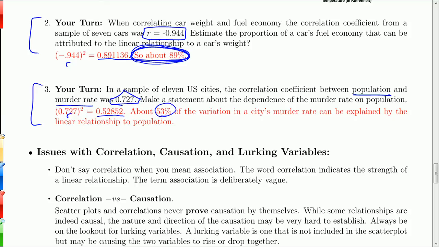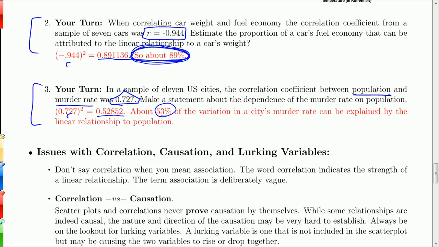So the correct way to say this is about 53% of the variation in a city's murder rate can be explained by the linear relationship to population. It doesn't mean that the population causes the murder rate to increase, but it certainly suggests that, doesn't it? So the cause and effect which is implied or inferred may in fact exist, but we're not quite saying that it does.